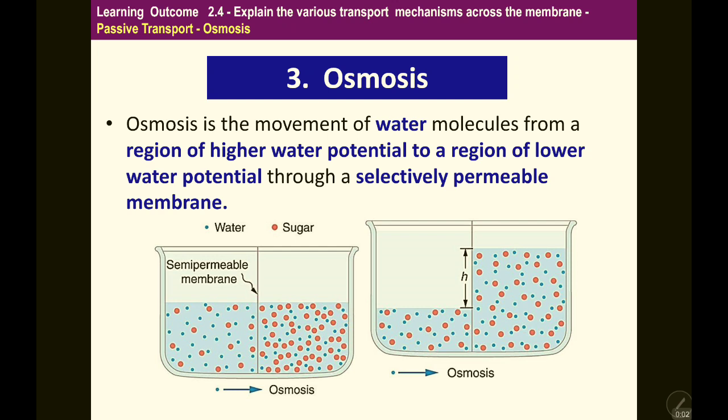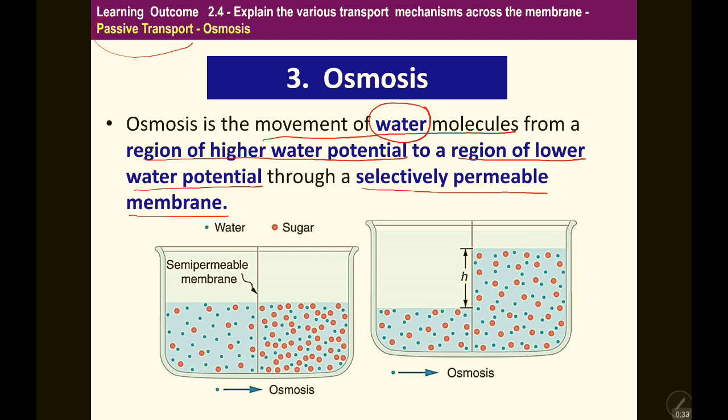Okay, so another passive transport besides simple diffusion and facilitated diffusion is the osmosis process. So this is the definition of osmosis: the movement of water molecules. This is important. Only water will move in this process from a region of higher water potential to a region of lower water potential through a selectively permeable membrane.